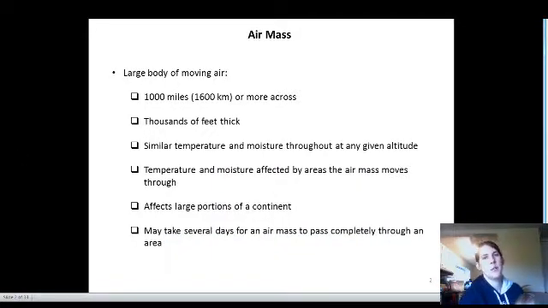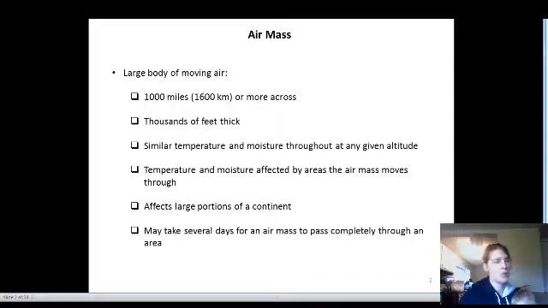You hear meteorologists talk a lot about air masses. An air mass is a large body of moving air. It's typically 1,000 miles or more across and thousands of feet thick. The thing that makes an air mass like this unique is that it has very similar temperature and moisture content throughout the entire air mass. So no matter the altitude within the air mass or distance within it, it's going to be the same temperature.